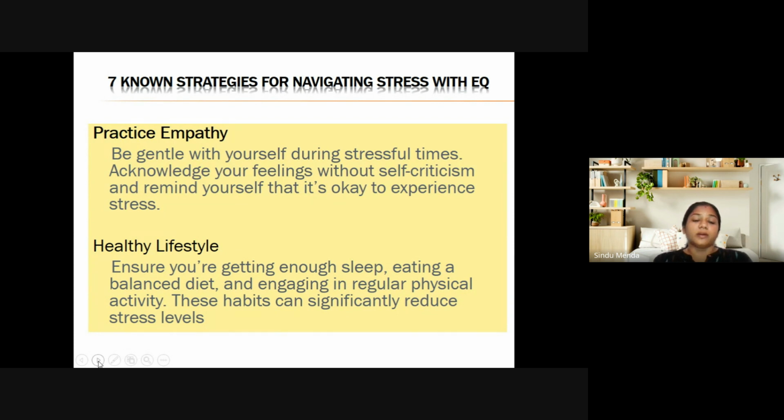That is practicing empathy. And the next one is a healthy lifestyle. What is a healthy lifestyle? You need to balance your sleep, 7 to 8 hours, eat a balanced diet, and engage in regular physical activity. These habits can regulate or reduce your stressful moments and increase the productivity you want in future. That is called a healthy lifestyle, with a proper balance of your diet.